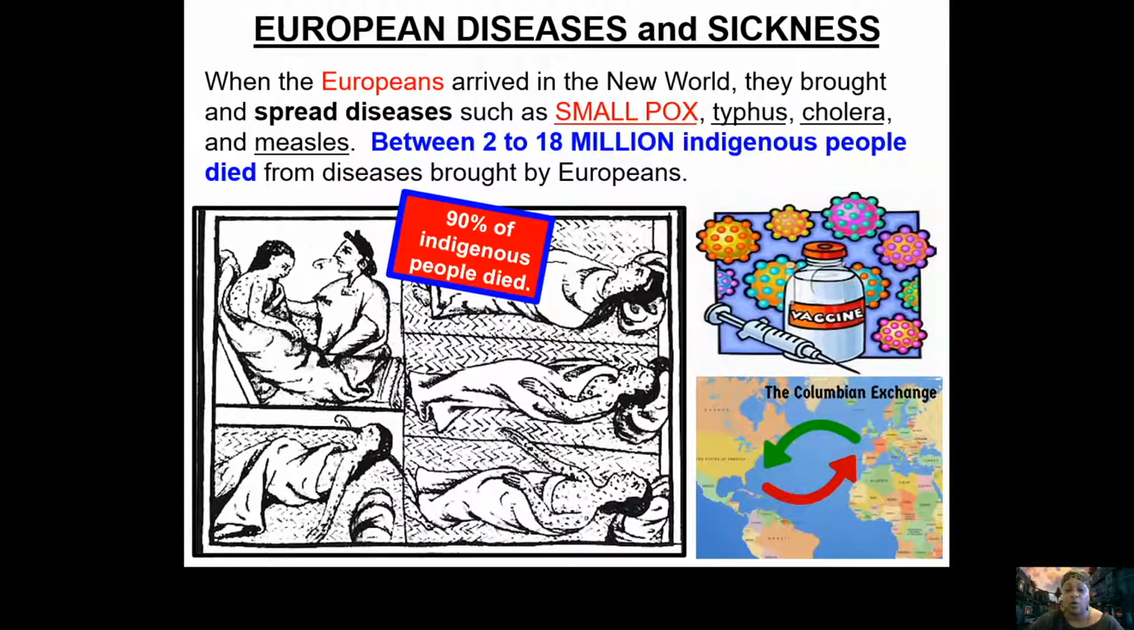Unfortunately, when Europeans came over to the New World, in addition to those great things they brought, those fruits, plants, and animals, they also brought diseases. Diseases such as smallpox, typhus, cholera, even the measles. This, unfortunately, would be deadly for Native Americans. Between 2 and 18 million indigenous people are going to die because of their contact with Europeans. Their immune system just was not able to fight off these different diseases, and so a lot of Native American indigenous people will die.